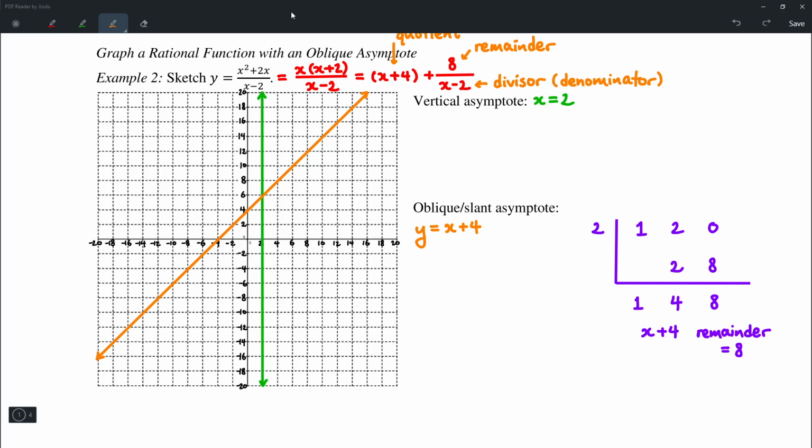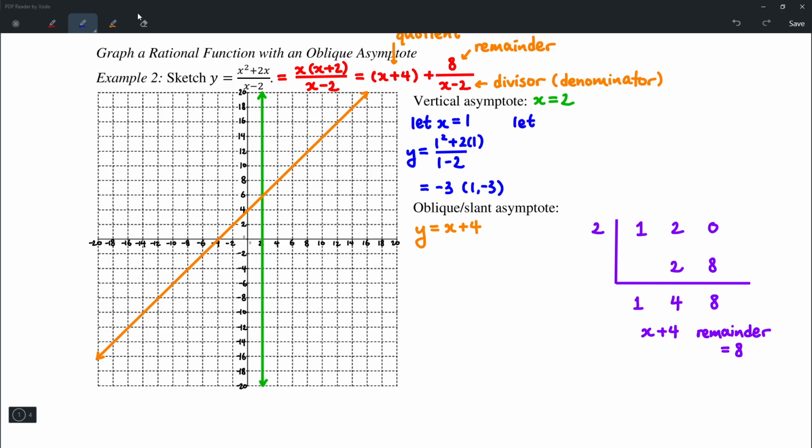So to sketch the graph, we will now find values of x that are close to 2, where the vertical asymptote is, and complete a table of values. We'll let x equal 1. So y is going to be equal to 1 squared plus 2 times 1 all over 1 minus 2, which of course, oh, sorry about that. This is supposed to be 2 times 1. There we go. So this will give us negative 3. So one of the points on the graph will be 1, negative 3.